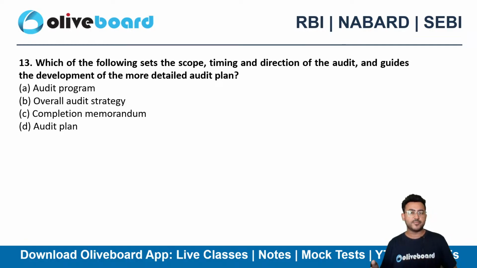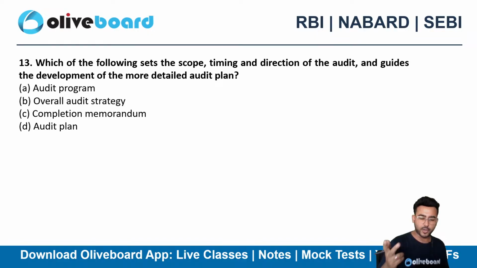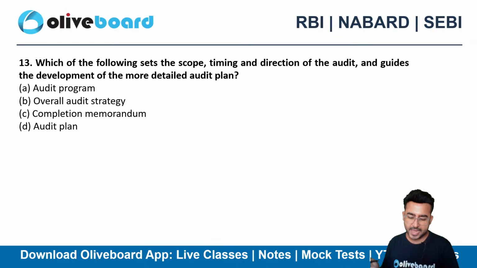Next is, which of the following sets the scope, timing and direction of the audit and guides the development of the detailed audit plan? Overall program, overall audit strategy, completion memorandum, audit plan. What do you think is the correct choice?